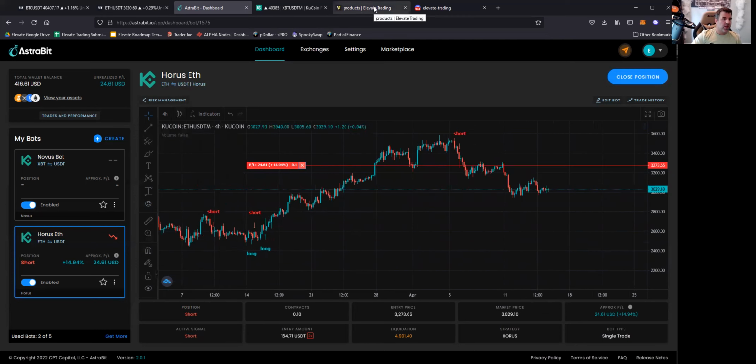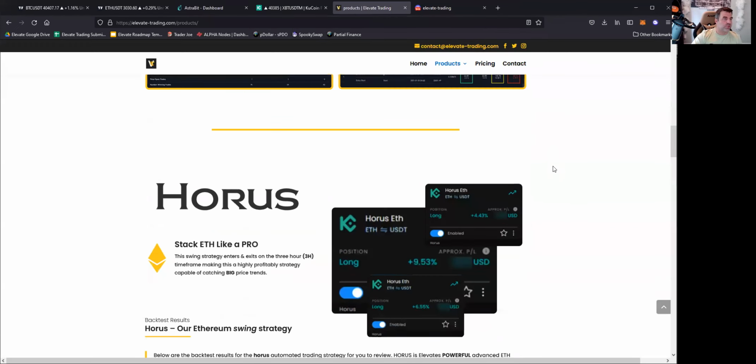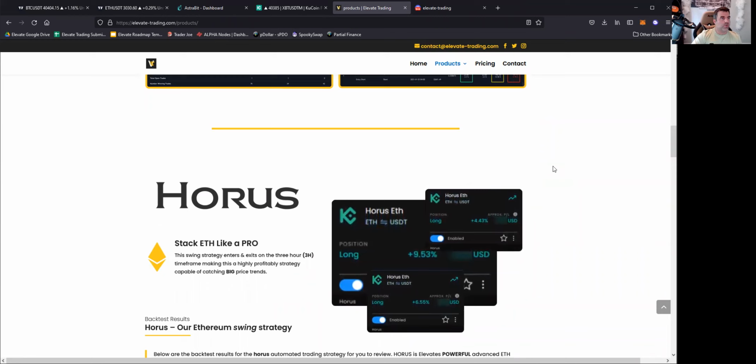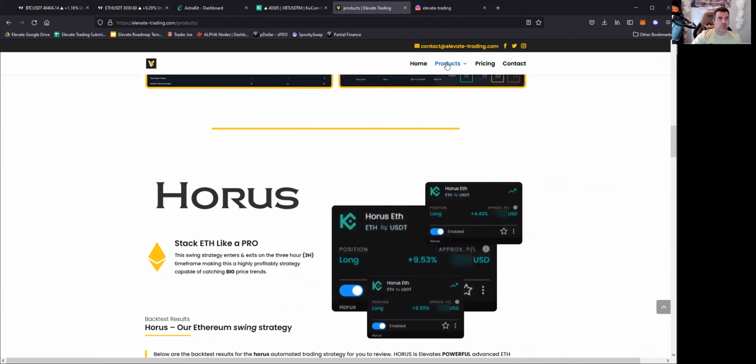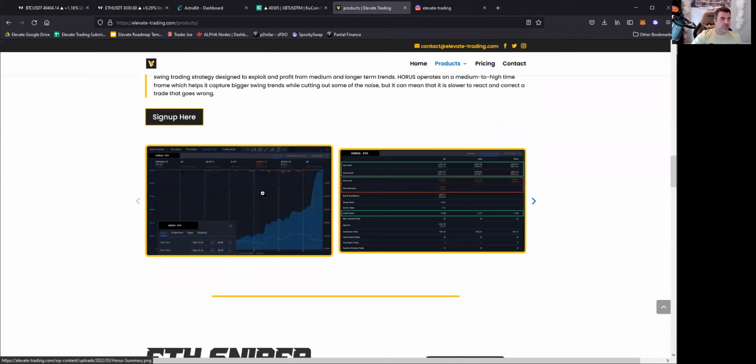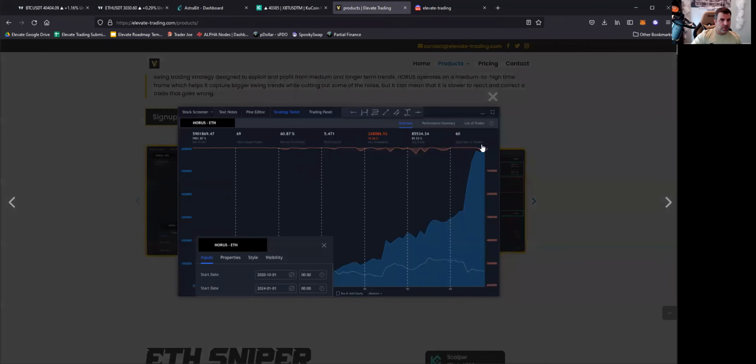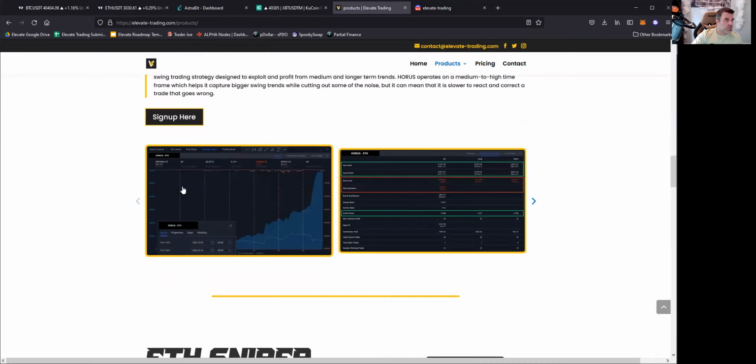Okay, so if you want to see some of the past results of what Horus did, you can go to our website, elevate-trading.com, go to the products page, and scroll down to Horus, and you can see the overall trend. Now, do keep in mind that when you are first starting out with your bot, it will take time to build up your account and your portfolio, as it would if you were learning to manually trade. So it doesn't happen overnight and you're not going to be a millionaire. Sorry, it doesn't quite happen that way. But you can see the backtest results for Horus there.